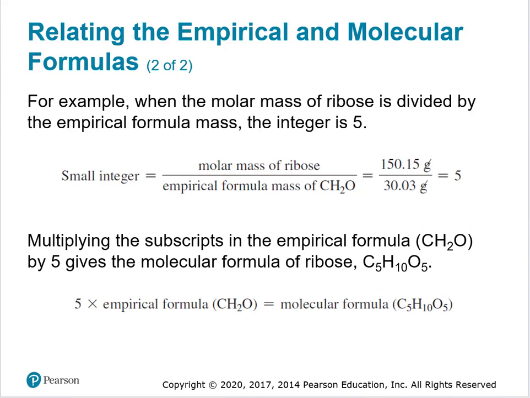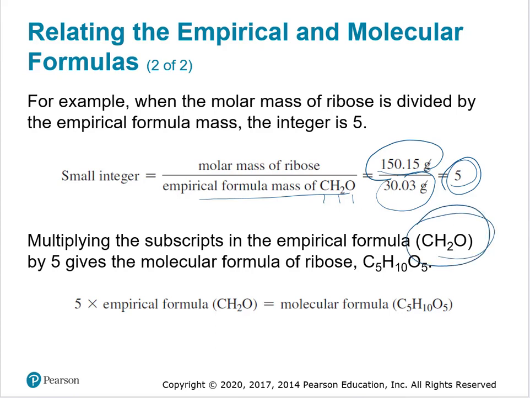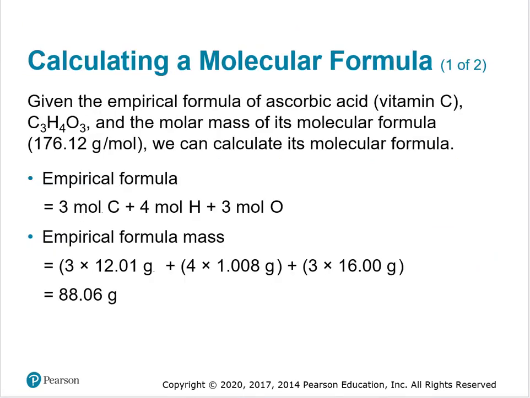For example, when the molar mass of ribose is divided by the empirical formula mass, so we took that ribose, that 150.15, and we divided it by the formula mass of 1 carbon, 2 H's, and 1 O, which is 30.03, we got 5. We then took 5 and times it by everything in CH2O, giving us C5H10O5.